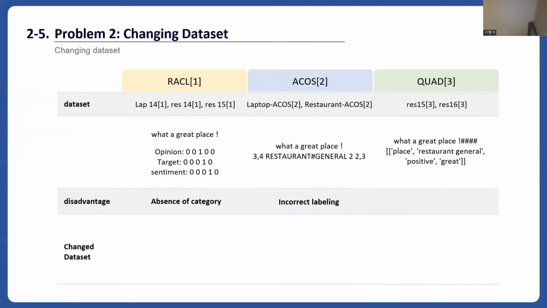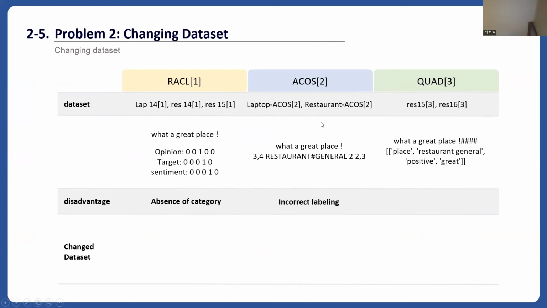We looked at the datasets used by the 3 existing papers. First, the existing baseline, RCL, expressed the sentence well in opinion and aspect sentiment, while it has the disadvantage of not having the category that we need.